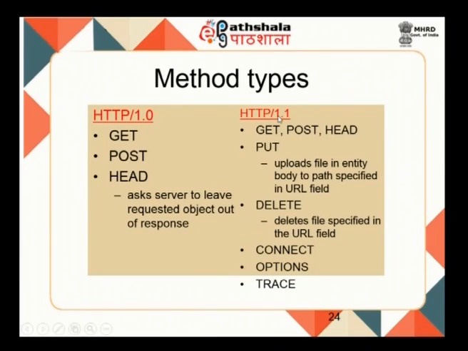In the case of HTTP 1.1, we have these basic GET, POST and HEAD methods. In addition to that, there are methods like PUT, DELETE, CONNECT, OPTIONS, TRACE and so on. PUT is used to upload a file in the entity body to the path which is specified in the URL field. DELETE is used to delete the file which is specified in the URL field. CONNECT is used when you are establishing some kind of a tunnel between one server and another server. You can also use something called tunneling, which is supported in HTTP 1.1. And OPTIONS and TRACE are other additional things we use for debugging purposes in HTTP 1.1.